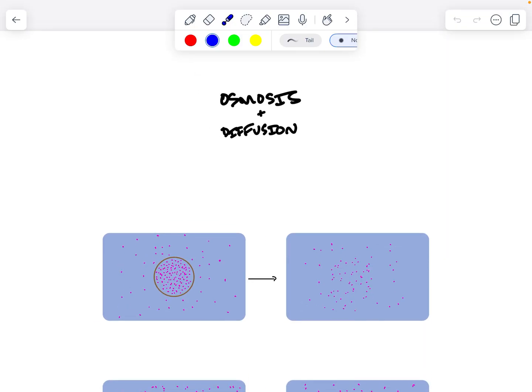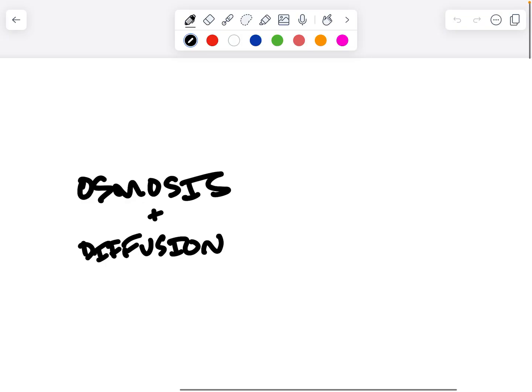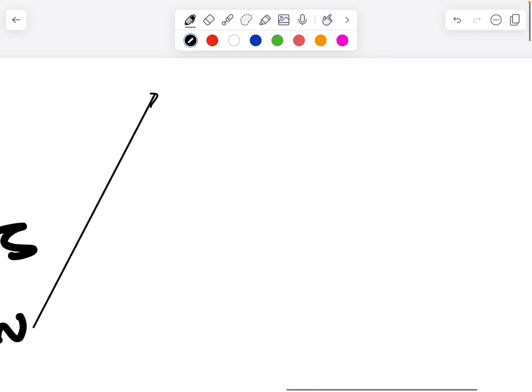So we're going to be talking, from a way zoomed out perspective, about how things move into and out of cells. First of all, let's talk about what these two words mean. Let's start with diffusion. Diffusion is the tendency for particles of any substance to spread out.